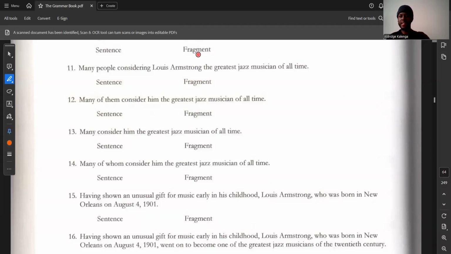This is one of those cases. So if I say many of them consider him the greatest jazz musician of all time, and I just say many consider him the greatest jazz musician of all time, it's the same thing. So they're both sentences. Does that make sense? No? Is there some confusion still? Louis, you there? Is there some confusion still? Does that make sense?